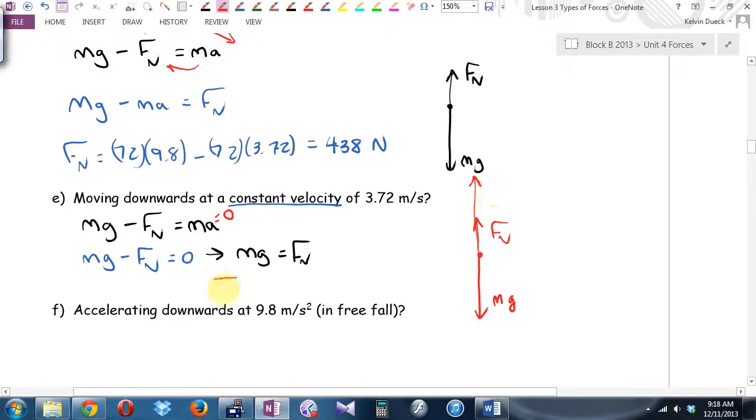What's the answer? 72 times 9.8. Let's go to 3 sig figs, so 706, yeah?